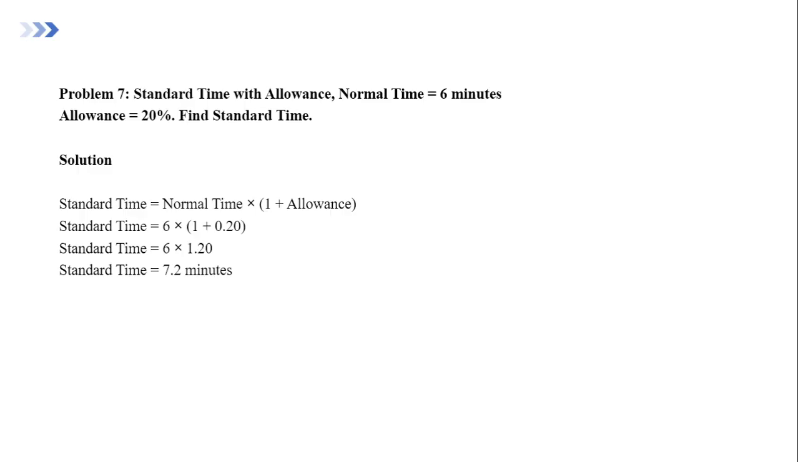Now our last problem, problem number 7, is to calculate the standard time, that is, the standard time with allowance. The normal time is 6 minutes and the allowance is 20%. You have to find the standard time.